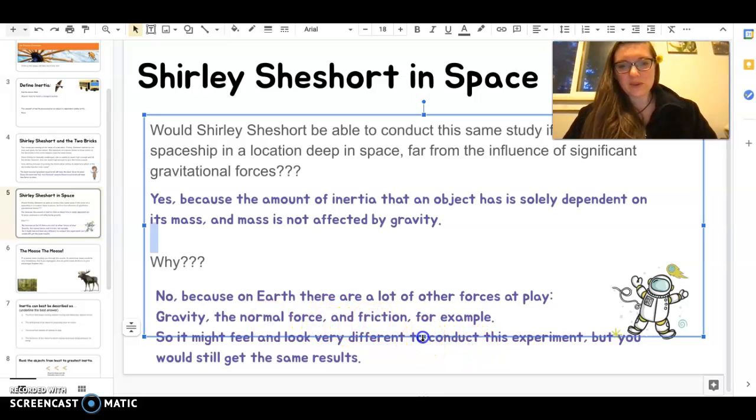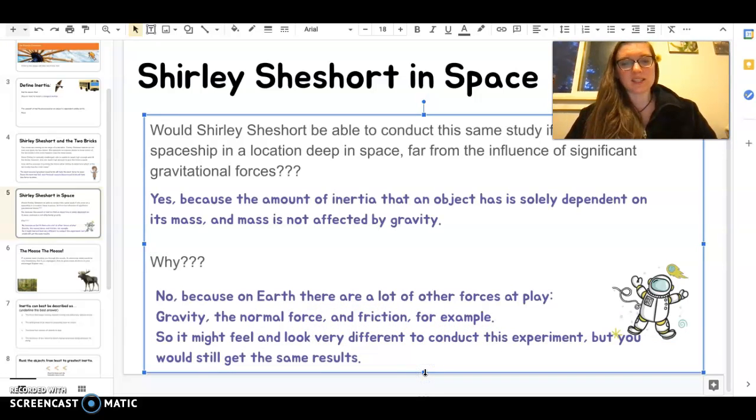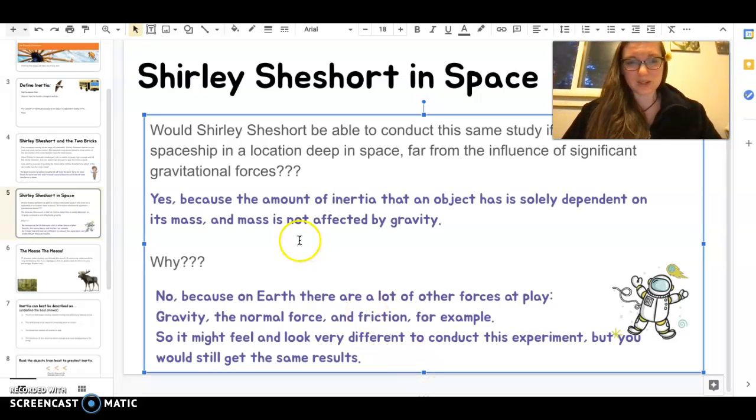So it's going to look and feel really different to conduct this experiment in space, but you'd still get the same results. One is still going to have a lot more mass than the other, so one will still take more force to overcome its inertia. Okay?